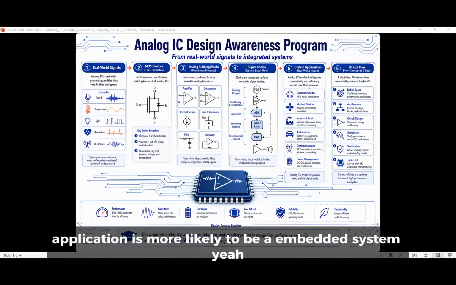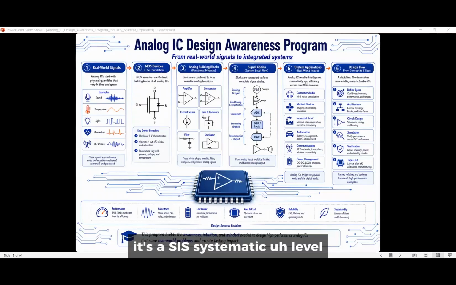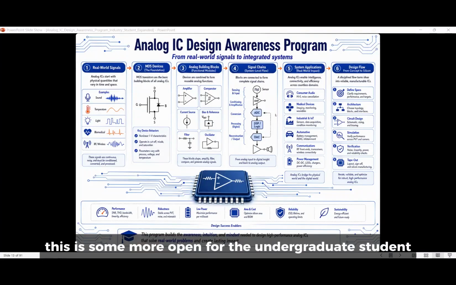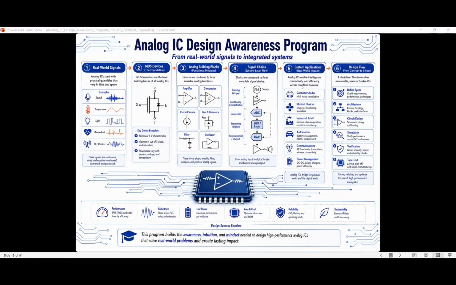So a system application is more likely to be an embedded system. It's a system-level issue. It's more complex than before, but I think this is somewhat open to undergraduate students.